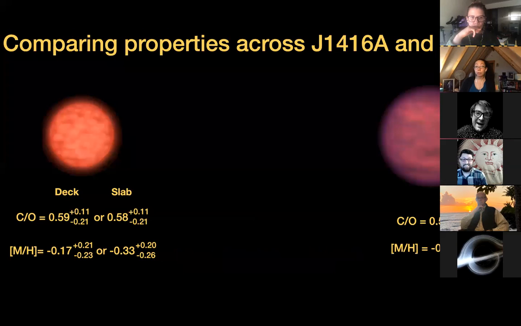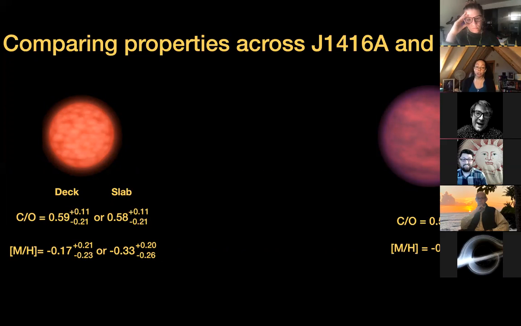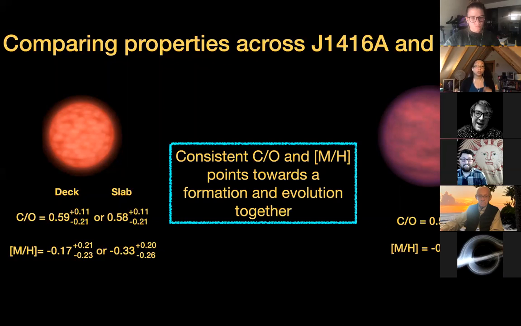So comparing properties across 1416A and B, we wanted to look at their carbon to oxygen ratio and metallicity to try to understand their formation and evolution. For 1416A, we see no matter which cloud model we use, the C to O ratio agrees with 1416B, and we see the same thing for the metallicity. We do see a bigger difference in metallicity for 1416A, but we do have these very large uncertainties. So this agreement in a consistent C to O and metallicity is pointing towards these objects having formed and evolved together.